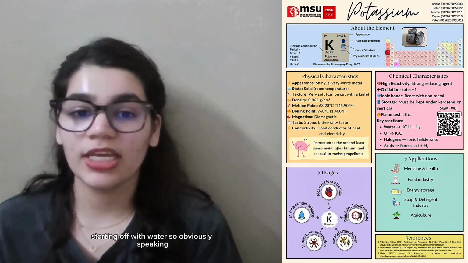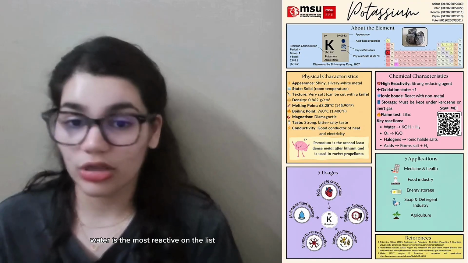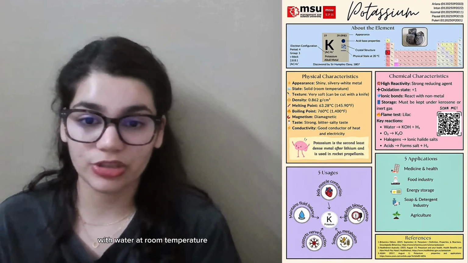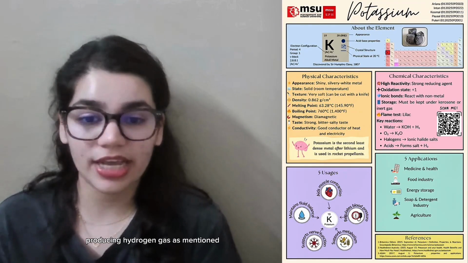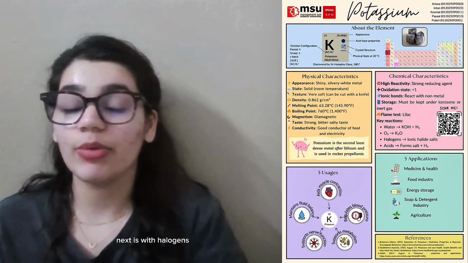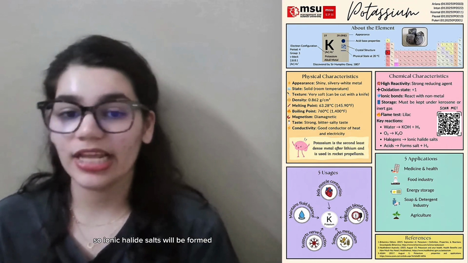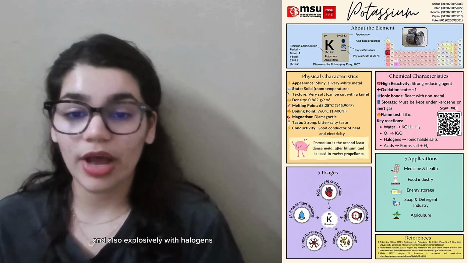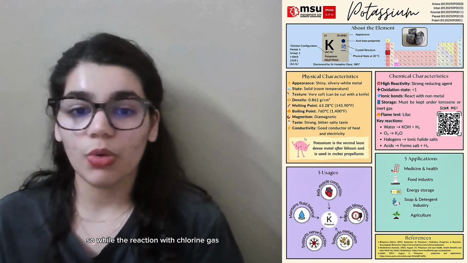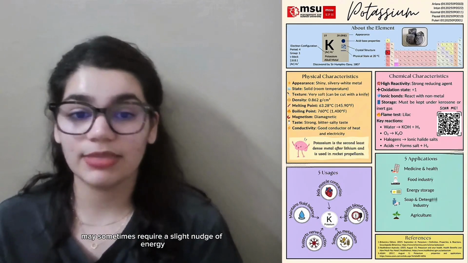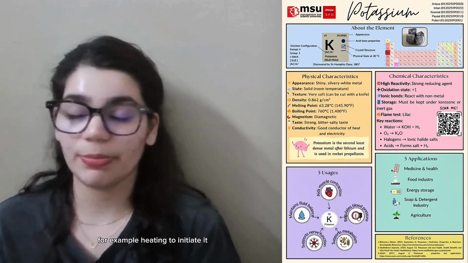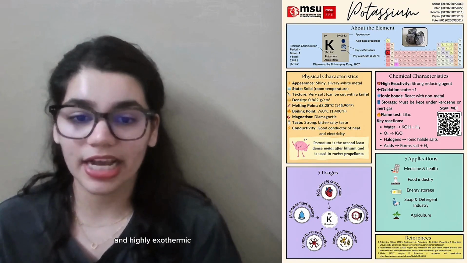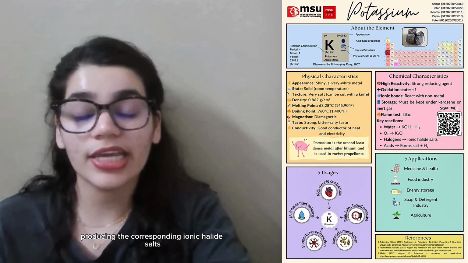Obviously, water is the most reactive on the list. Potassium will react violently and explosively with water at room temperature, and it's highly exothermic, producing hydrogen gas as mentioned. Next is with halogens. Ionic halide salts will be formed. It also reacts very vigorously and explosively with halogens. While the reaction with chlorine gas may sometimes require a slight nudge of energy, for example heating to initiate it, once started, the reaction is extremely vigorous and highly exothermic, producing the corresponding ionic halide salts.